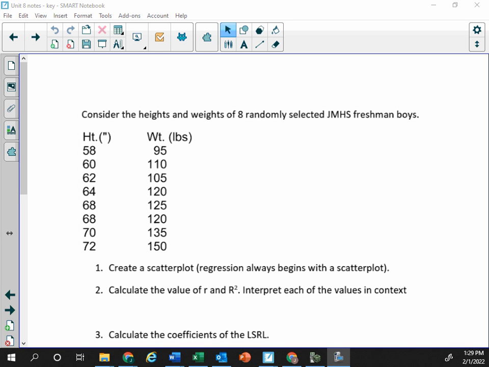All right, so we've got this info here. We've got the height and the weight. And the first step here, it says create a scatter plot. So we need to put these values in our calculator.